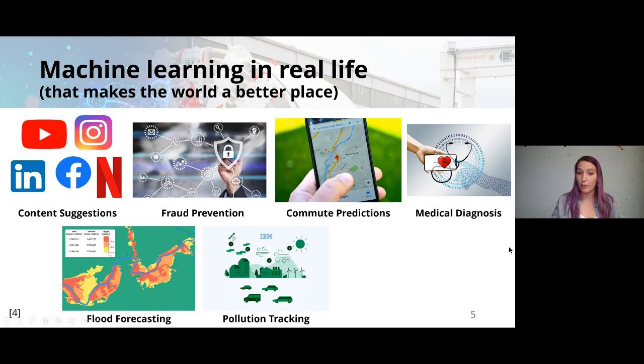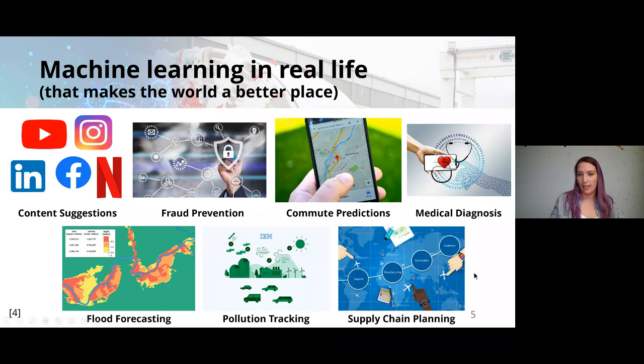We also have a really interesting example with pollution tracking. This is a project by IBM where they're actually tracking pollution. I believe it's in China, I want to say in Beijing, where they track the pollution and predict where the plumes of pollution are going to be spreading given certain weather patterns and climatic changes. And finally, supply chain planning. This has evolved quite a bit because of the COVID-19 pandemic, but machine learning can predict whether any disruptions in these supply chains are going to cause issues downstream.